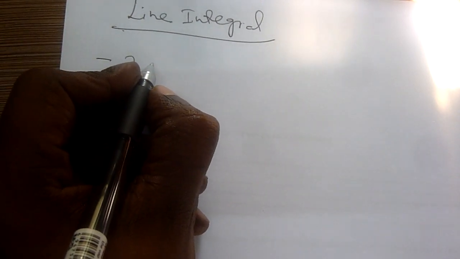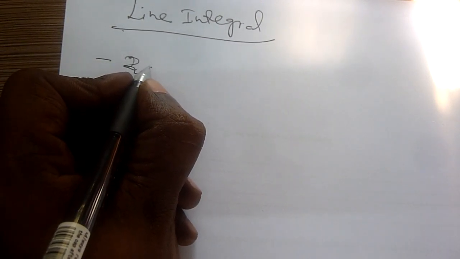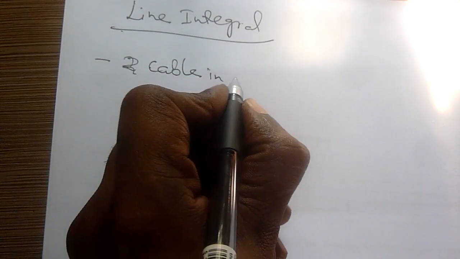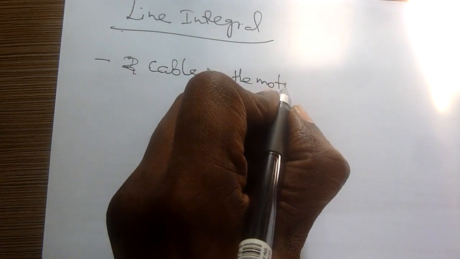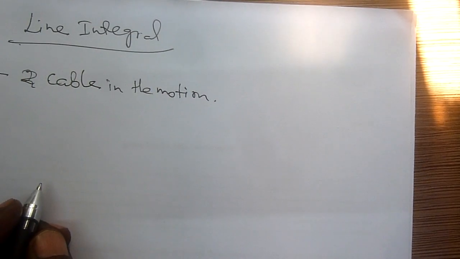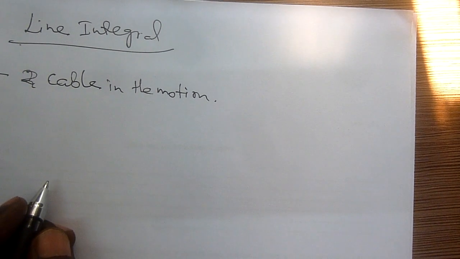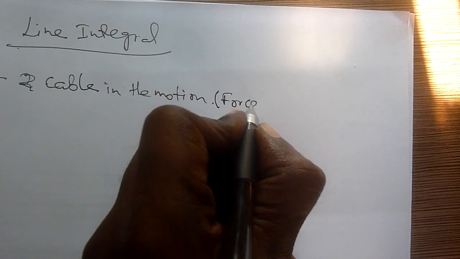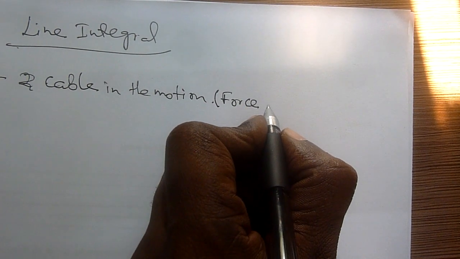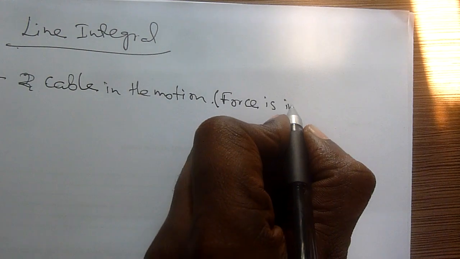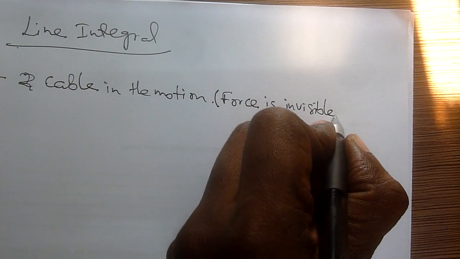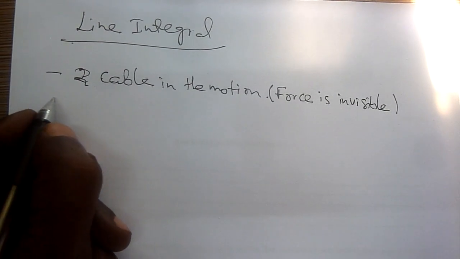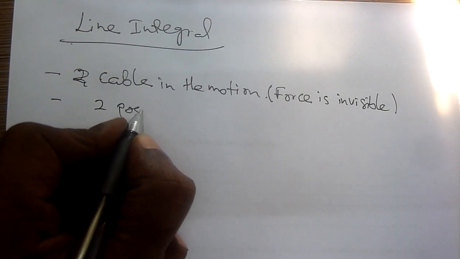As you can see the cable, you all have seen, right? The cable moves in motion. The force is invisible. We don't know the force. You cannot see it. Therefore, there are two possibilities to conclude this.